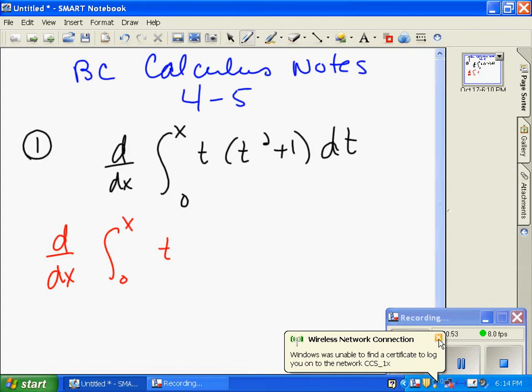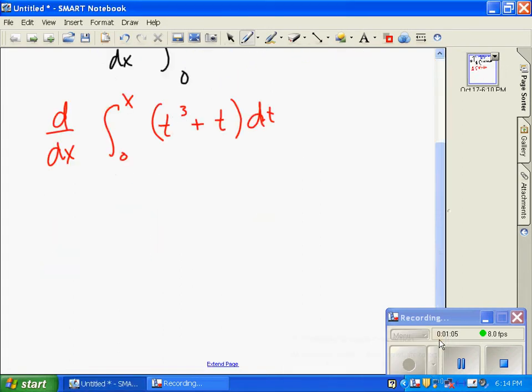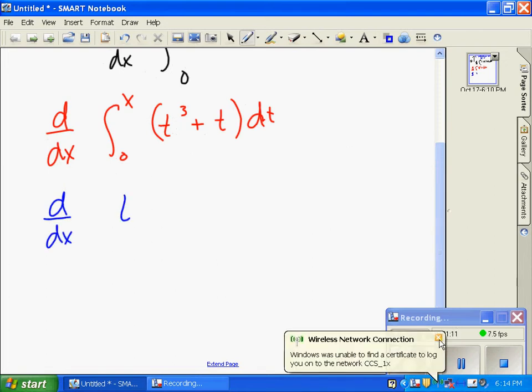So I would get a t to the... did I write that problem right? Yep, t cubed plus t to the first power dt. And then I'm going to actually do my integral. So that would be t to the fourth over 4 plus t squared over 2, and evaluating that from 0 to x.